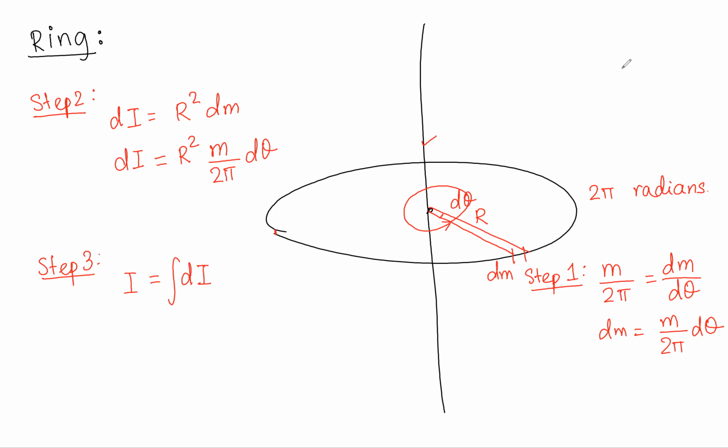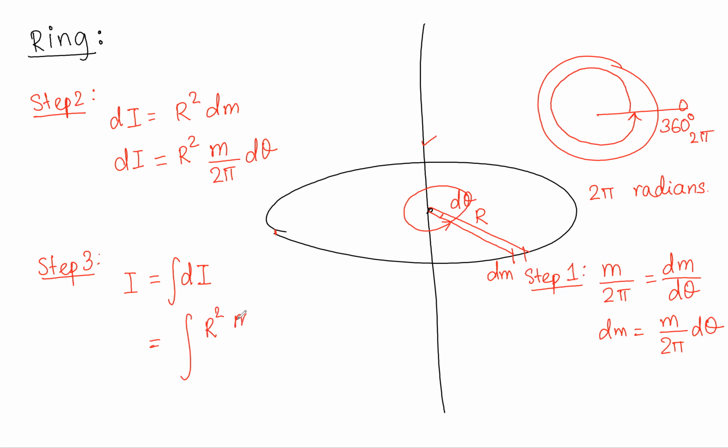Now tell me, if you're looking at it from the top, what is the minimum value that theta can have? 0. As you increase it to 90 degrees, it will go to 180, it will go to 270, it will come back and again it will be 0, but now you will call it 360 degrees, which is 2 pi. So the limit of this integration, when you are writing r square into m divided by 2 pi d theta, is from 0 to 2 pi. Always we write the from value at the bottom, the to value at the top, so 2 pi.